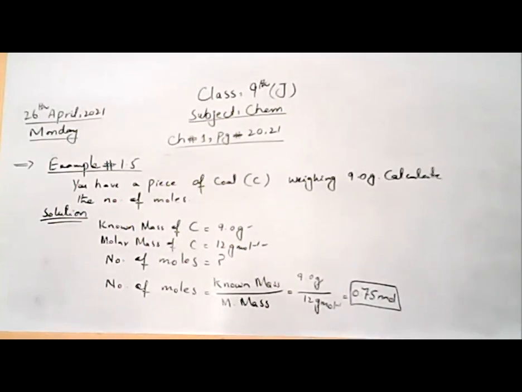It's all about today's diary. That is chapter number 1, page number 20 and 21. And then we solved example 1.4, example 1.5, and 3 to 4 formulas for finding the number of moles by finding the known mass, rearranging the number of moles formula, and how we can find the number of particles, and by rearranging the number of particles formula, we can find the number of moles. It's all about today's diary.